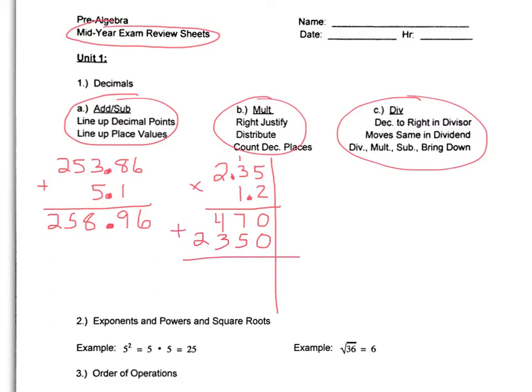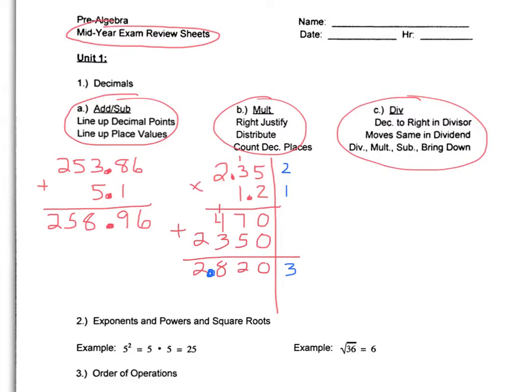This is all I have, so I just add. 7 plus 5 is 12. 4 plus 1 plus 3 is 8. And then 2. Now you put in your decimal point. This first number has 2 decimal places. The second one has 1. So my answer has to have 3. I have to put the decimal right there between the 2 and the 8.